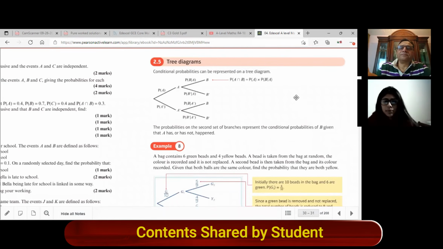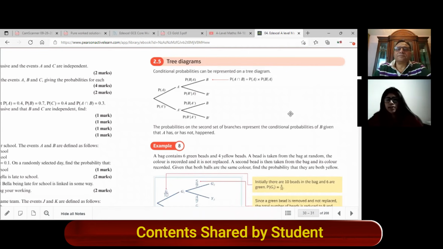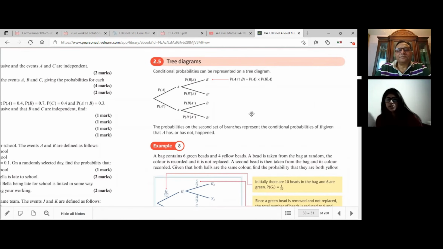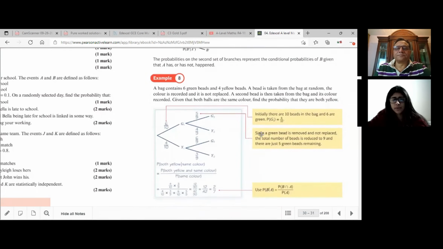Conditional probabilities can be represented on a tree diagram. So they've displayed one here. The probabilities on the second set of branches represent the conditional probabilities of B, given that A has or has not happened. Correct. Okay, so they've given Example 8.